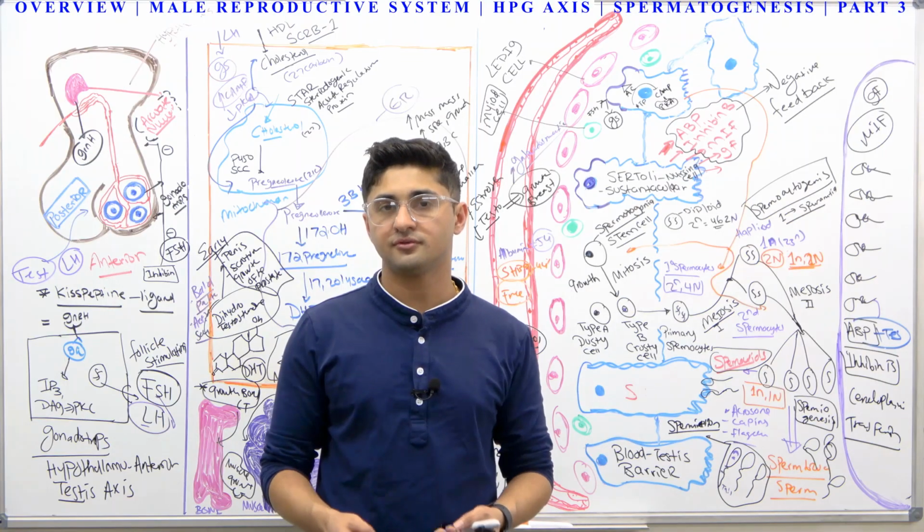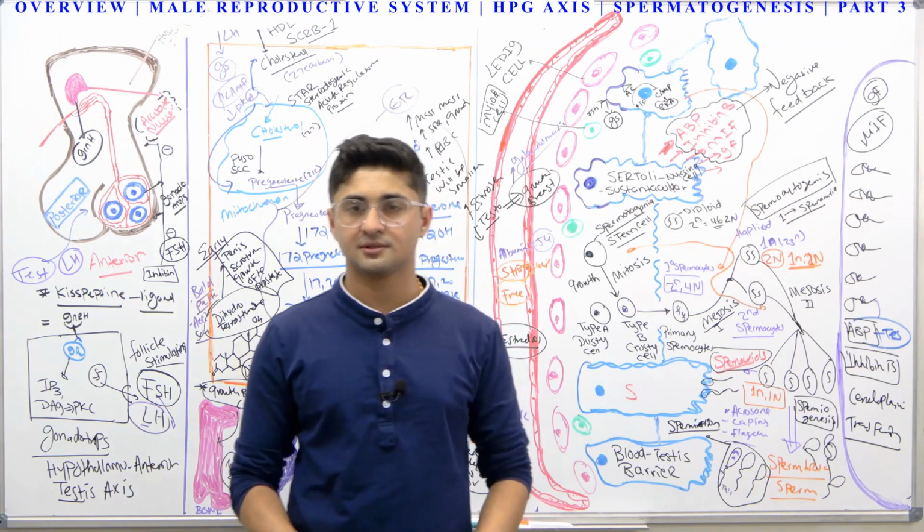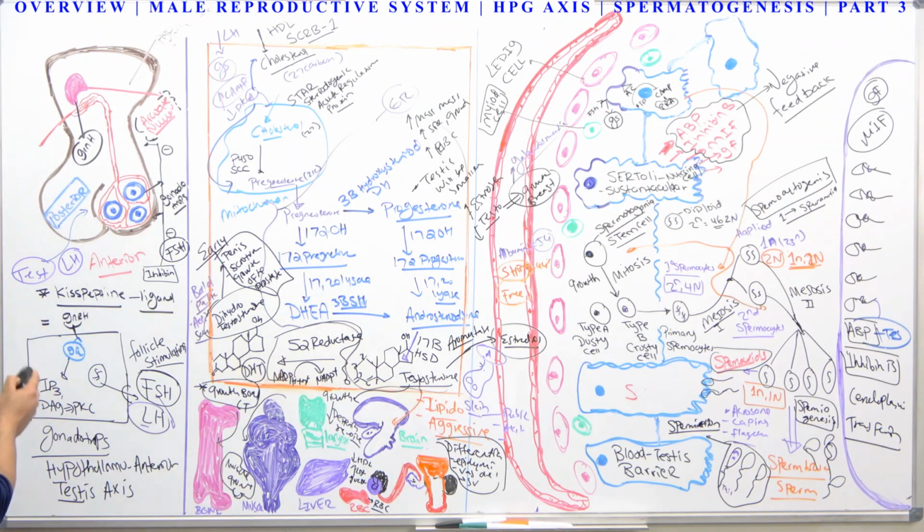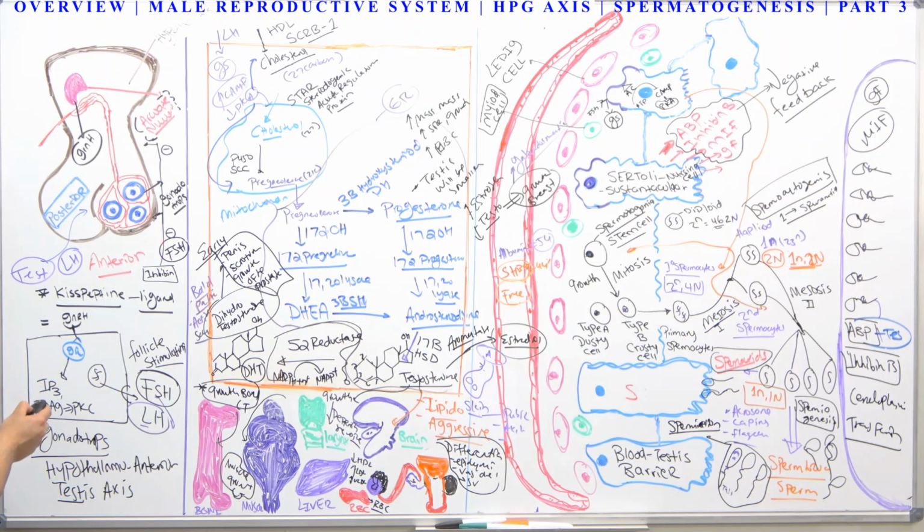I'm going to quickly overview the physiology of the male reproductive system, okay? So remember, whenever we talk about this, we talk about the hypothalamus-anterior pituitary-testis axis. The hypothalamus secretes gonadotropin releasing hormone. That's going to work on the cells with a Gq pathway, resulting in synthesis and secretion of FSH and LH, follicle stimulating hormone and LH.